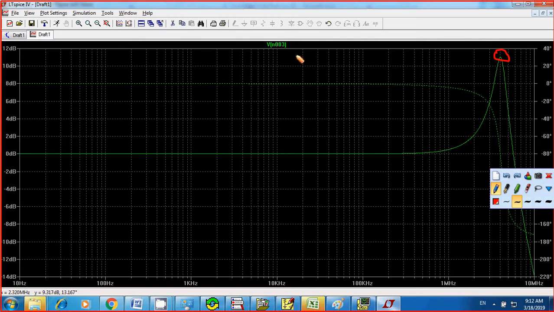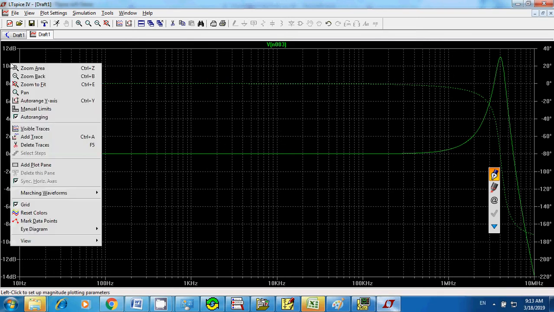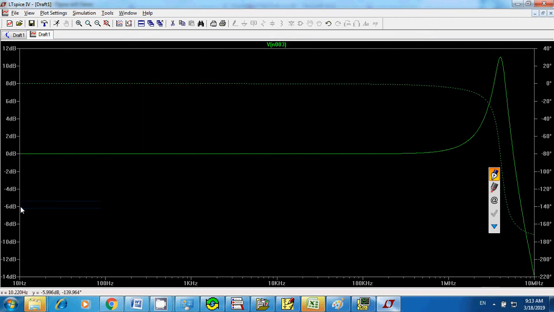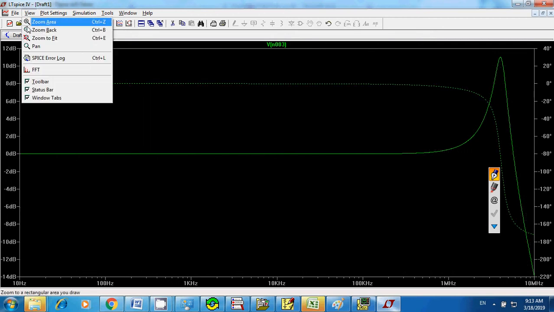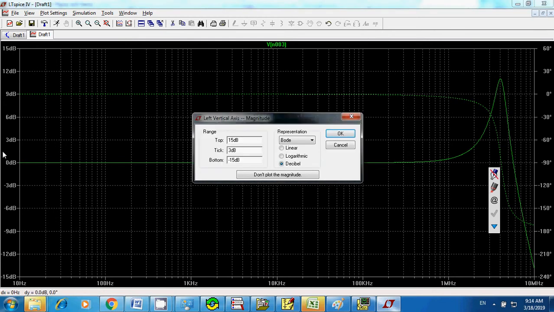Okay, so what you can do is get the cursor. If I still remember, I did that before. I already have the grid. Oops. Let's put the grid back. Plot setting, grid, and then go to the output. I kind of forget. Actually, it's on the left. Bode plot.